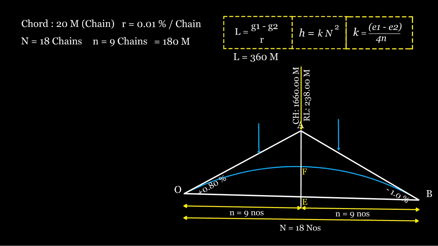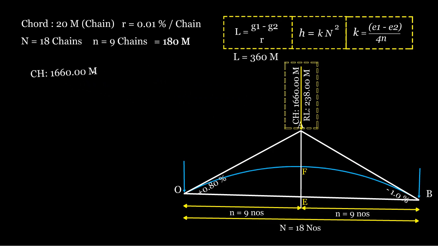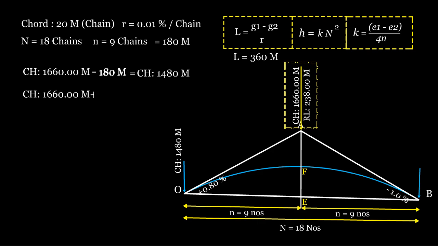Step 2. Fixing the tangent points. The chainage of the intersection point is 1,660 meters. So, the chainage of the first tangent point is 1,660 meters minus 180 meters, which equals 1480 meters. The chainage of the second tangent point is 1,660 meters plus 180 meters, which equals 1840 meters.